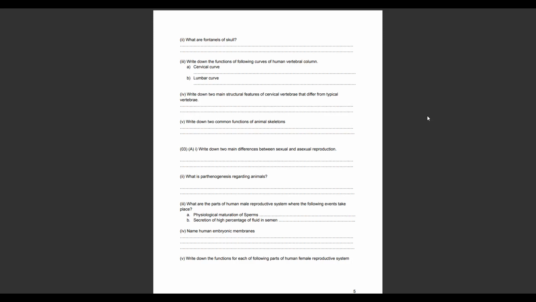Roman number 3. What are the parts of the human male reproductive system where the following events take place? Now, in 2022, last year, they asked a question from the reproductive system in the essay part, from the male reproductive part. So this time, they can ask a question from the female reproductive system in the essay part, or else there can be some questions from the male reproductive system in the structured essay. Predictions, right?